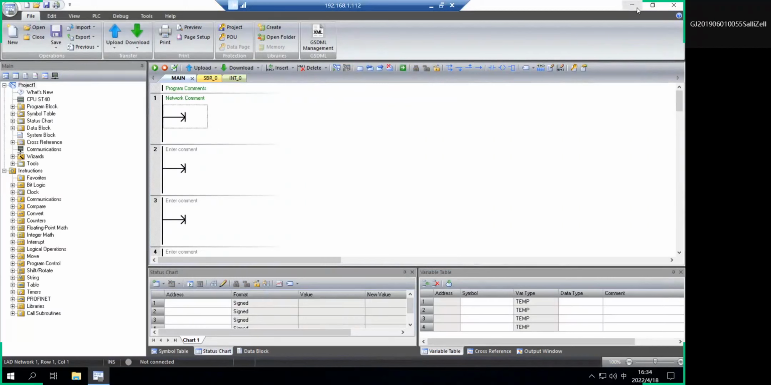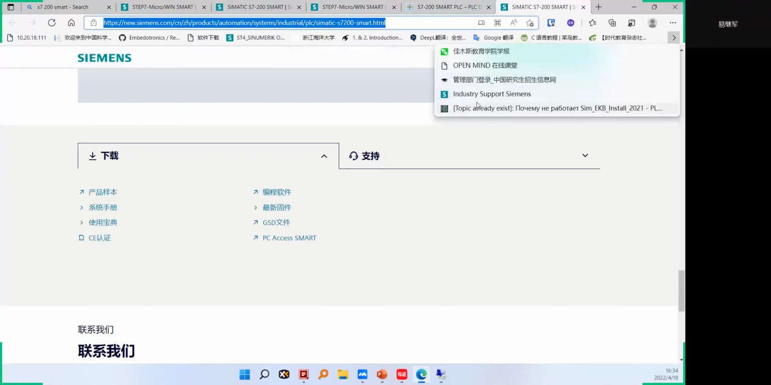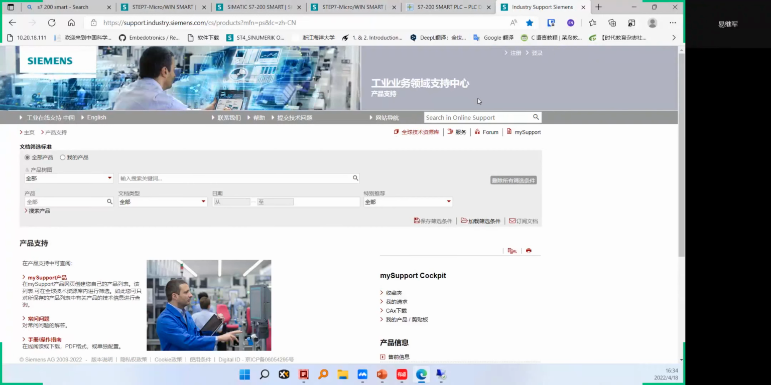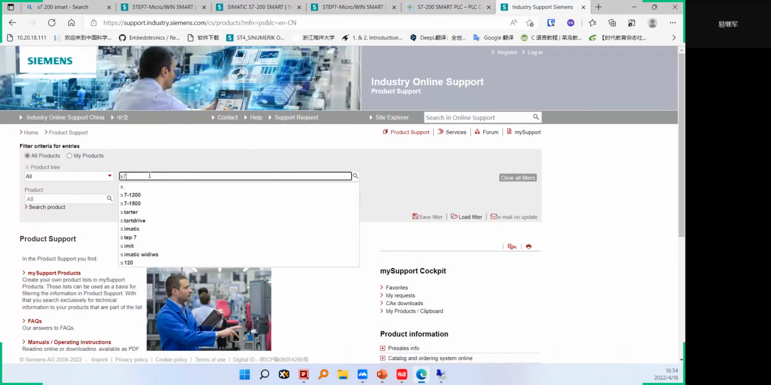Okay, Laoshi. You can find some reference on the Siemens website. For example, you can go to the... Oh, sorry. This is Chinese. I can change it to English. You can change it to English. So you can search the S7-200.